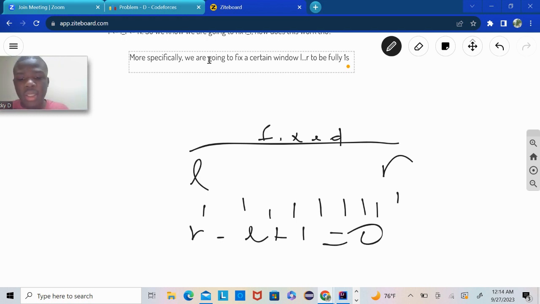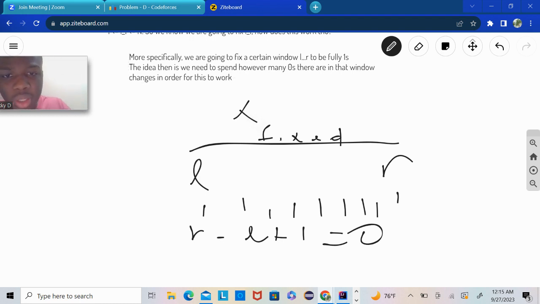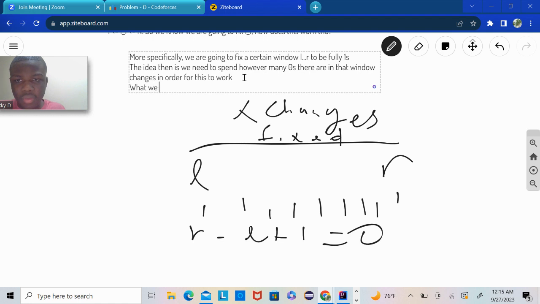And the idea then is we need to spend however many zeros there are in that window changes in order for this to work. So let's say there are x zeros in the initial LR, then obviously you need to spend x changes in order to get this thing to be completely one. So this is just a little detail, you can spend x changes. So what we have left is q minus x.